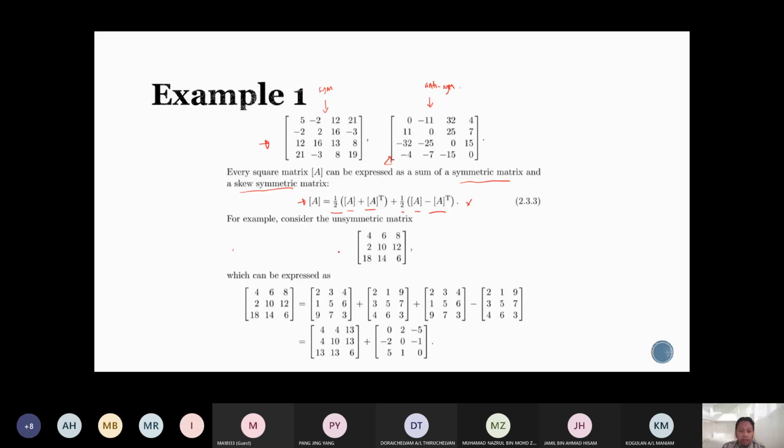So let's say you have this matrix, then you can split it. There is no method to split this, but this is just an example that this matrix can be broken up into two matrices. One is symmetric, and the other one is anti-symmetric. It can be split into two. It has its uses, we will learn later.